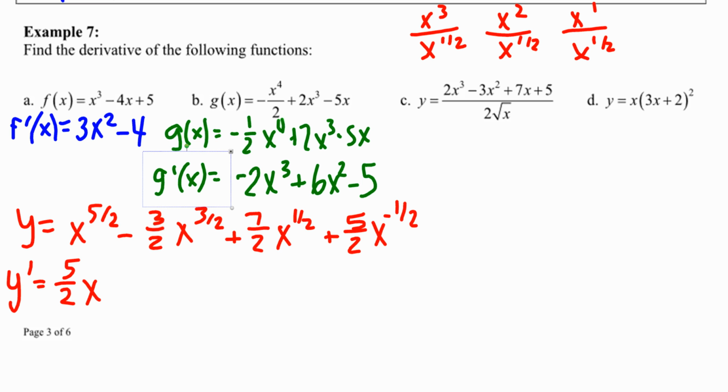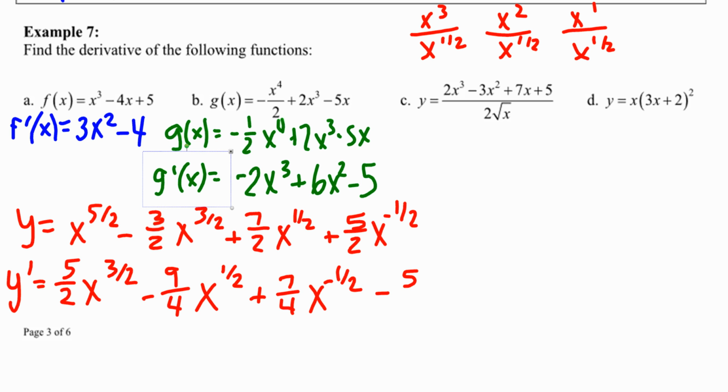Now our derivative. 5 halves x to the 3 halves, minus, this looks like 9/4 x to the 1/2. Here we have 7/4 x to the negative 1/2. And then last, minus 5/4 x to the negative 3 halves.